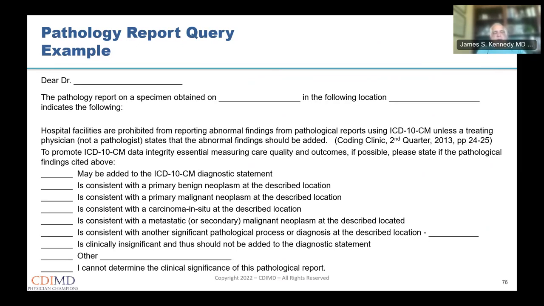And notice that we have the option of other or cannot clinically determine. This is an example of what a query might look like. We'll go more into this when we go over the query practice brief.